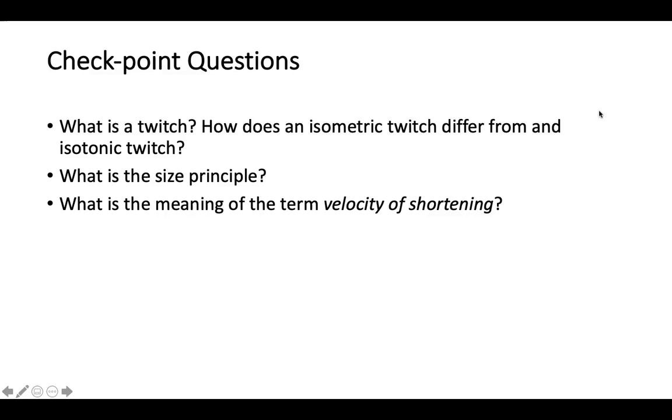Moving on to the last question here. What is the meaning of the term velocity of shortening? So what does velocity of shortening mean? Any thoughts on this one?